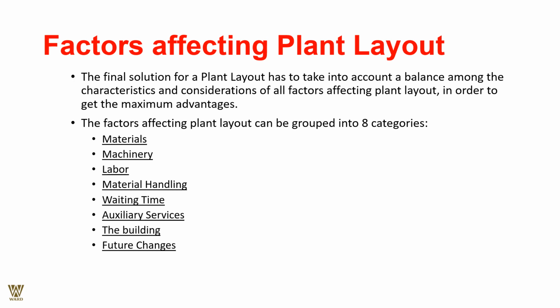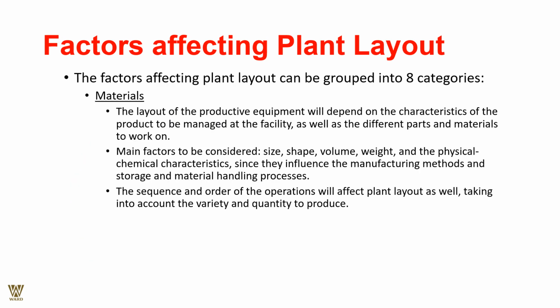The factors affecting plant layout can be grouped into 8 categories, and these are the categories that we will be explaining in the subsequent 5 slides, right? What are they? We are talking of materials, machinery, labor, handling of your materials, the waiting time, the auxiliary services, the building, and the future changes, or whatever we are planning for the future. Now, these are the 8 factors that need to be kept in mind every time, and based on these 8 factors, we will design the plant layout thereby.